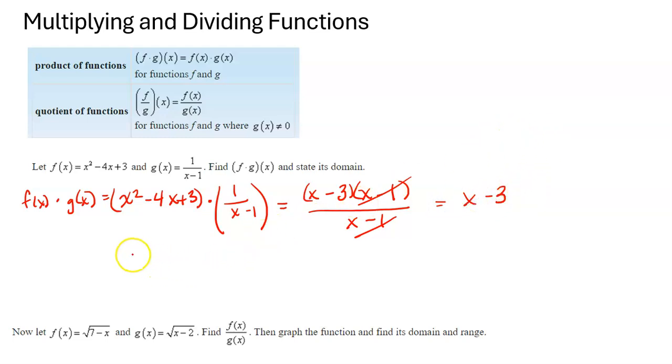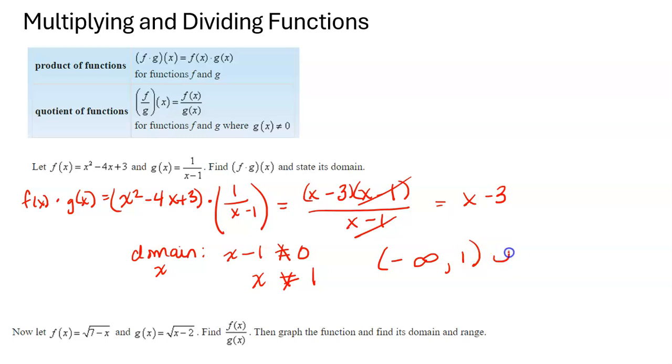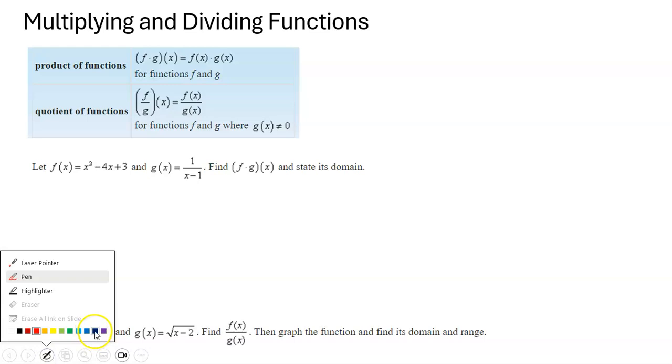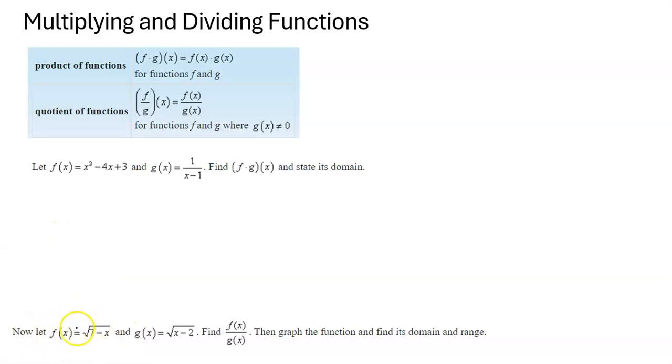Okay, my domain for this, what x can be, since we have this fraction, my denominator cannot be 0. x minus 1 cannot be 0. So x cannot be 1. So my domain's going to be negative infinity to 1 and 1 to infinity, because that's the only place that it can't be. Okay, let me erase this and I'll do the next one. All right, let me change colors here. I'm going to do this bottom one.